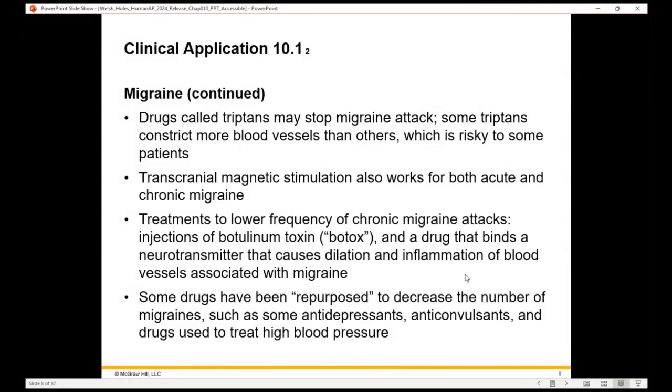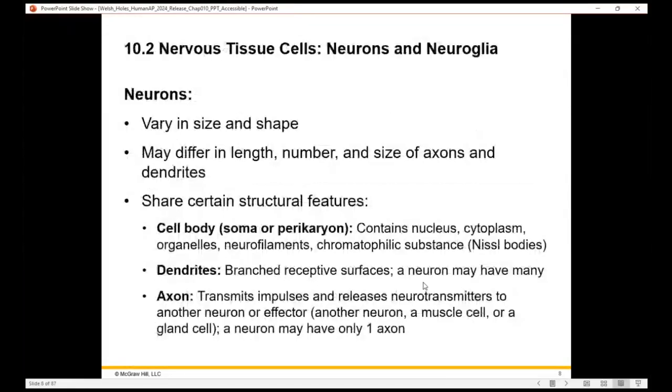Treatments to lower frequency of chronic migraine attacks include injections of the botulinum toxin, or Botox, and a drug that binds a neurotransmitter that causes dilation and inflammation of blood vessels associated with migraine. Some drugs have been repurposed to decrease the number of migraines, such as some antidepressants, anticonvulsants, and drugs used to treat high blood pressure.